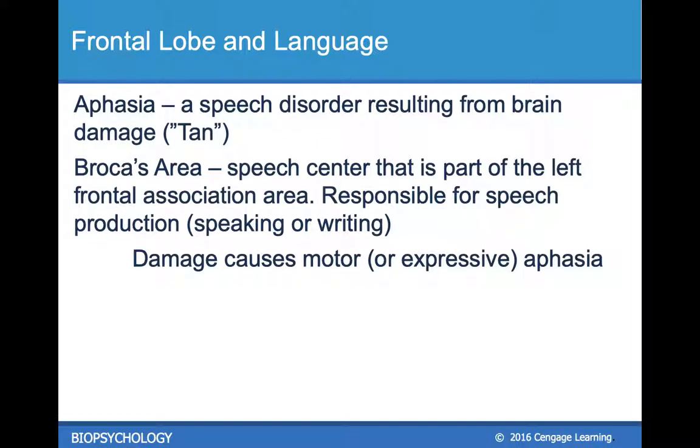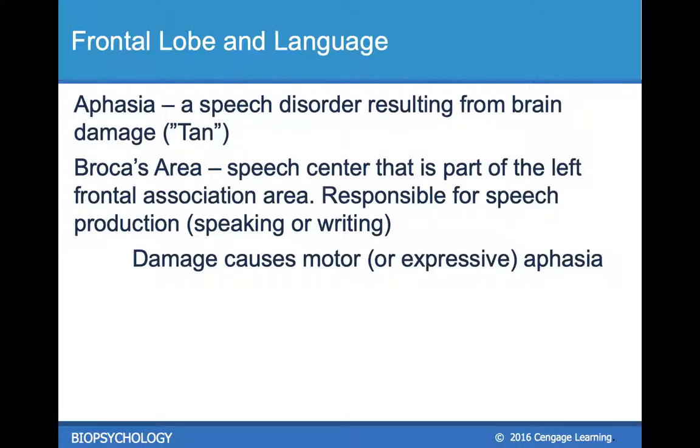They can't speak. Just like that guy Tan couldn't speak. He can only say the one word. Sometimes it's interesting. Depending on the extent of the damage, they can't talk normally, but they can sing what they want to say. So depending on the severity of the damage, if it's really small or if it's more broad, you see damage there.